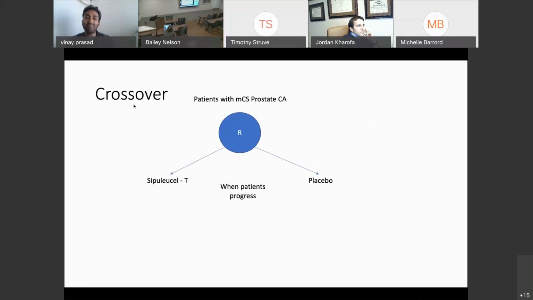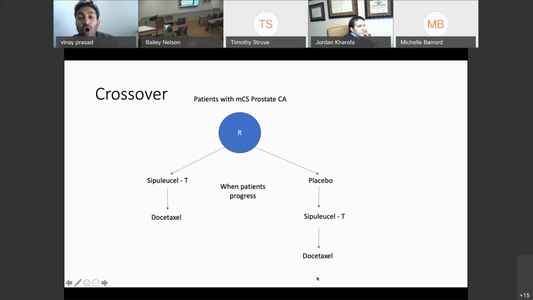Let's think about the trial. They randomize people to Sipuleucel-T or placebo. When patients progress, if you progress on placebo, what do you get? You have crossover, so you get Sipuleucel-T. And when you progress on Sipuleucel-T, what do you get? You get docetaxel. And docetaxel is a life-prolonging drug in prostate cancer. Docetaxel is a good drug. And if you progress here, you get docetaxel.